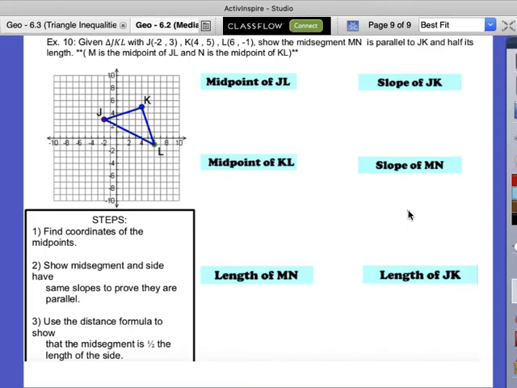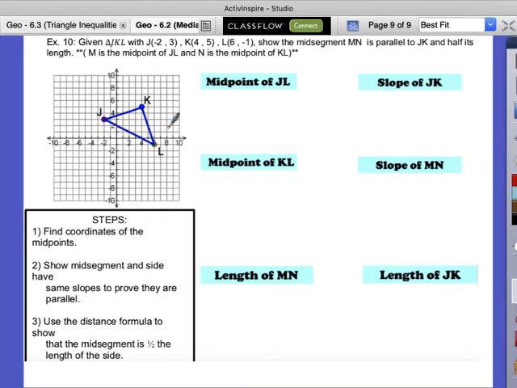If we're given a triangle JKL, and we're told the coordinates of J, K, and L, we're supposed to show that a midsegment MN is parallel to JK. So we're going to make a midsegment that's parallel to JK, and it's half its length. And we're supposed to show that. So right now we're going to make a midsegment, and then we're going to prove what the midsegment theorem says. This is essentially proving what the midsegment theorem says, that it's half the length and that it's parallel to the third side.